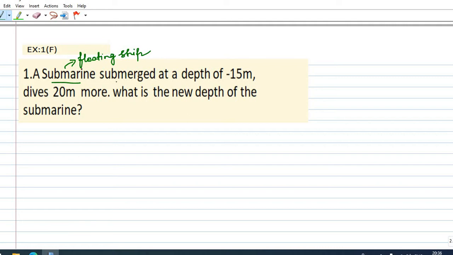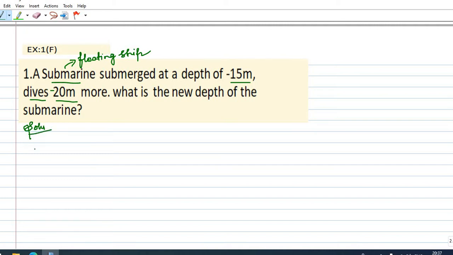See, listen. Here the depth they have given is minus 15 meter. Again it divides. First they have given that the depth of the submarine at first is minus 15 meter. Again after diving, they have given 20 meters. So I am going to write this with a negative symbol. Got it? And then now I am going to find out the new depth of the submarine. Listen.